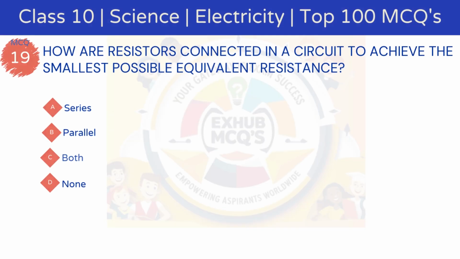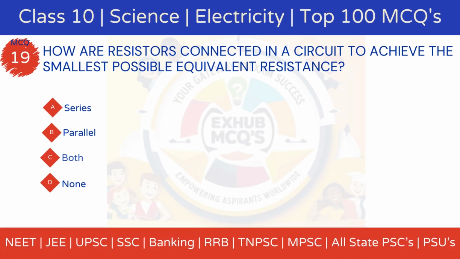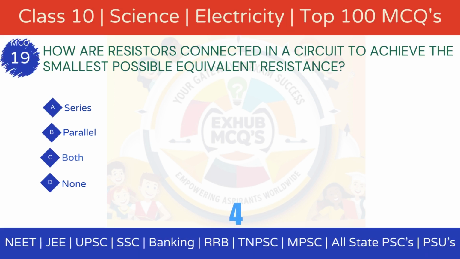MCQ 19. How are resistors connected in a circuit to achieve the smallest possible equivalent resistance? Option A, series. Option B, parallel. Option C, both. Option D, none.